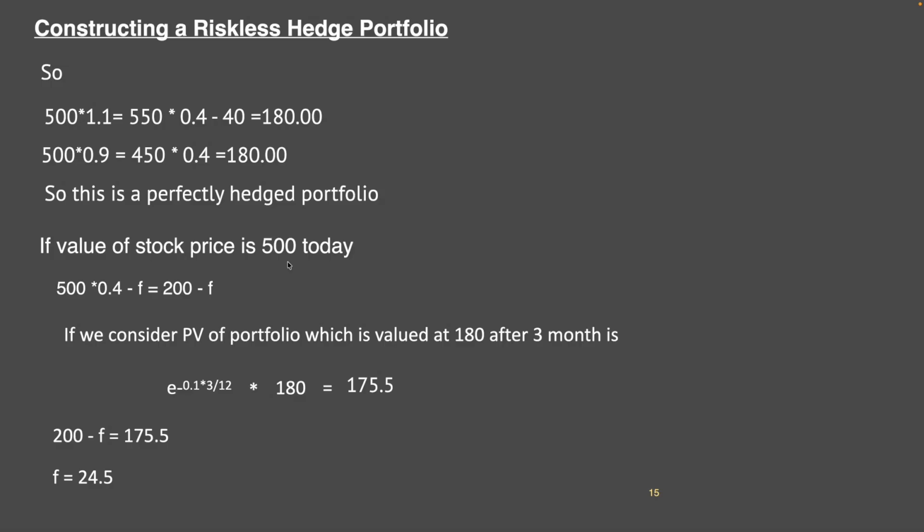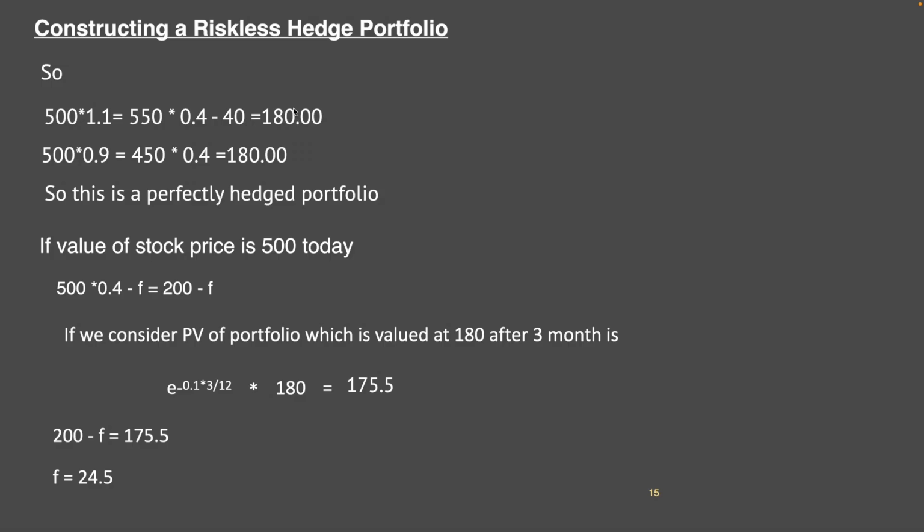If we take the price of the underlying at any point of time as 500, then 500 into delta, that is required to be hedged, minus the value of the option should be equal to the value of the portfolio, 200 minus F. If we consider the present value of the portfolio, valued at 180 after 3 months, we calculate the present value of 180 using continuous compounding at the risk-free interest rate of 0.1 into 3 by 12, which is 175.5. So the value of F will be 24.5.